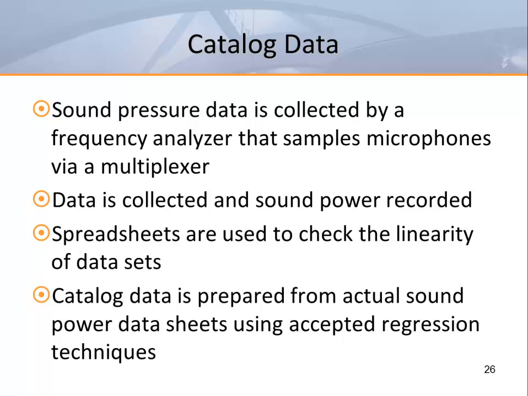When testing to produce catalog data, manufacturers typically use a frequency analyzer to read the sound pressure levels from a microphone array. These sound pressure readings are corrected to sound power readings by adding the previously determined room attenuation back in. The resulting data is regressed in order to determine the coefficients of the equations that describe the data set. These equations and coefficients can then be used to calculate catalog data for any operating point within the recommended operating range. These same equations can be used in selection software to model the performance of a product.